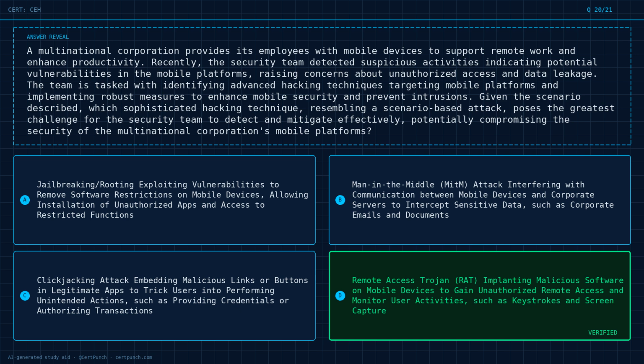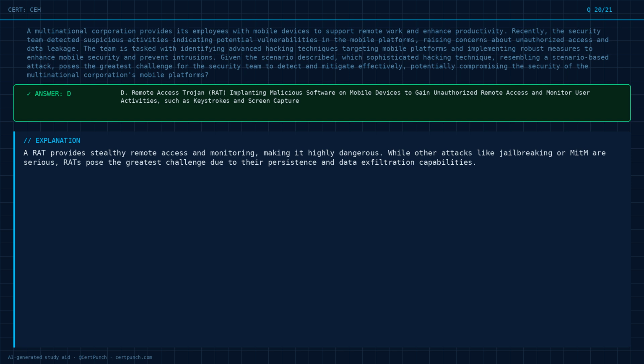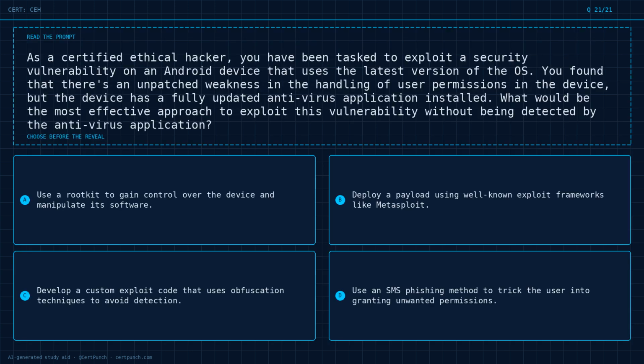The answer is option D. Exam logic. A RAT provides stealthy remote access and monitoring, making it highly dangerous. While other attacks, like jailbreaking or MITM, are serious, RATs pose the greatest challenge due to their persistence and data exfiltration capabilities.